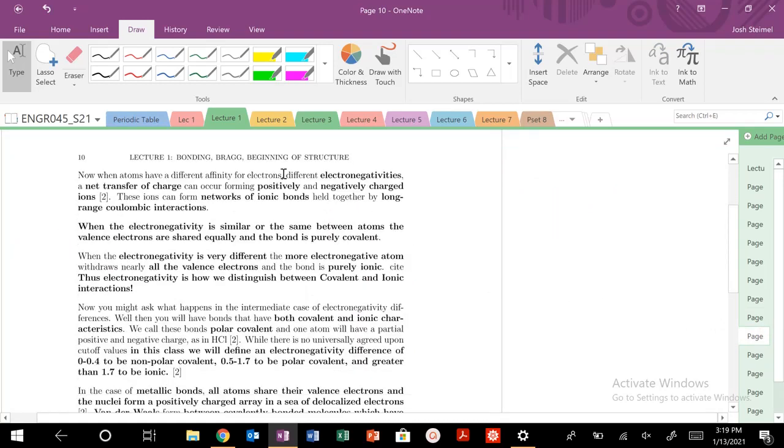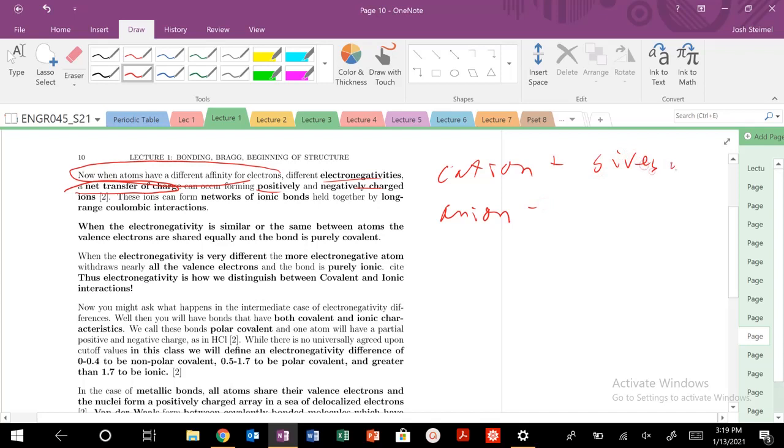But if you have atoms that have different affinities for electrons, and if you have a large enough change in electronegativities, you can get a transfer of charge there. So you could form positively and negatively charged ions, i.e. cation, which is positive, and anion, which is negative. This gives up electrons, gives up e, this takes e. Exactly, and you form these networks of ionic bonds. Again, if the electronegativity is similar, however, the valence electrons are shared and the bond is purely covalent here.